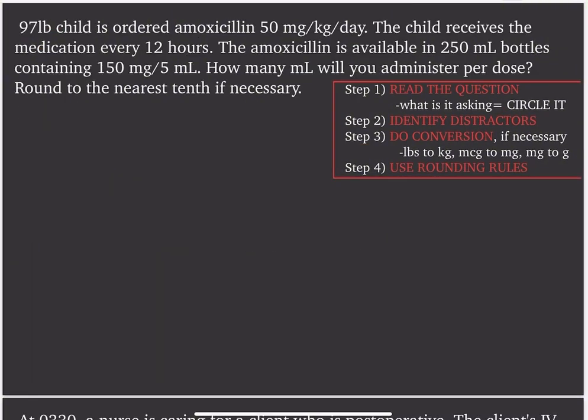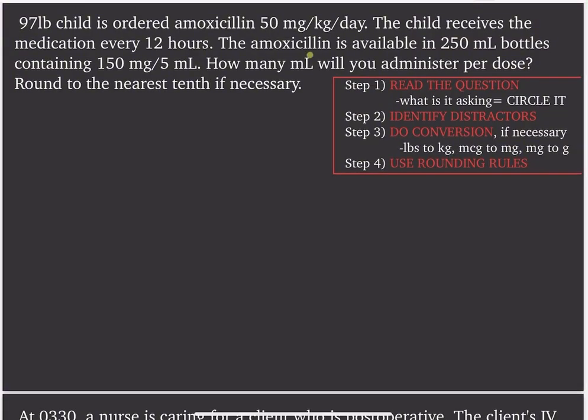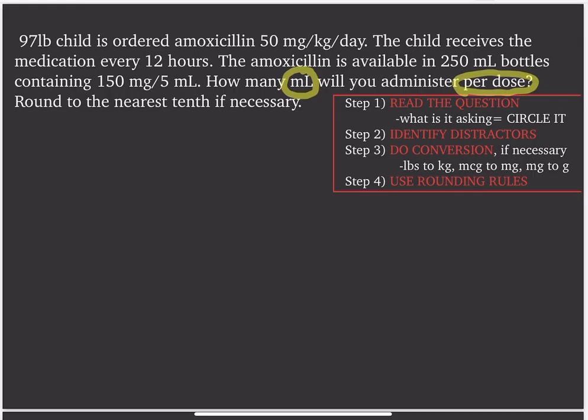A 97-pound child is ordered medication, 50 milligrams per kilogram per day. The child receives medication every 12 hours. The medication is available in 250 milliliter bottles containing 150 milligrams per 5 milliliters. How many mLs will you administer per dose? Okay, so step 1, it's asking how many mLs will you administer per dose. So make sure you circle that so you can refer back to what the question is asking.